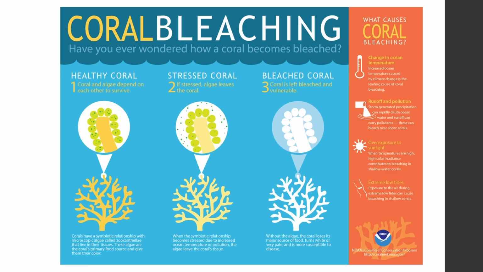Healthy coral depend on each other. Coral and algae depend on each other. When you have stressed coral, the algae will actually leave the coral. So now it's left bleached and vulnerable. So healthy coral has algae and an interdependent relationship. What are some of those causes? Increased ocean temperatures, runoff and pollution, and overexposure to sunlight. So you need that algae to be there on the coral to protect the coral.